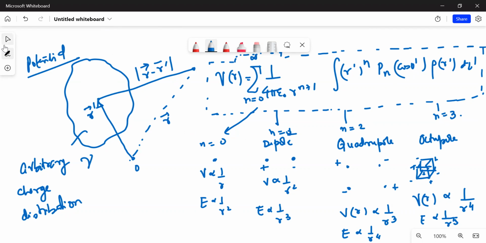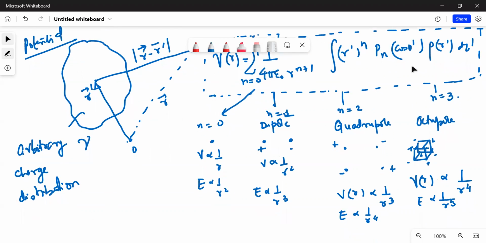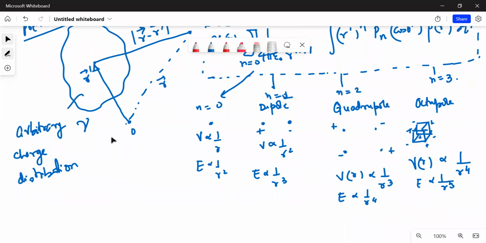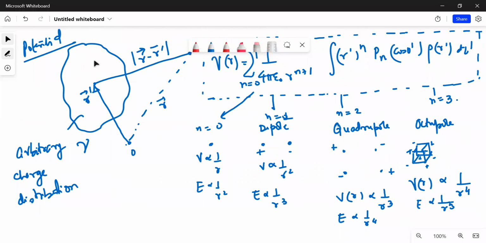Okay, so let us do a few questions. Instead of rho, you can be supplied with sigma, and it can also be the case that you are supplied with the linear charge density. The only difference it would make is that this particular expression, Pn cos theta and r to the power n, occurred because of this distance. Is that clear? Look, if instead of volume someone gives a line, the expression will still be the same.